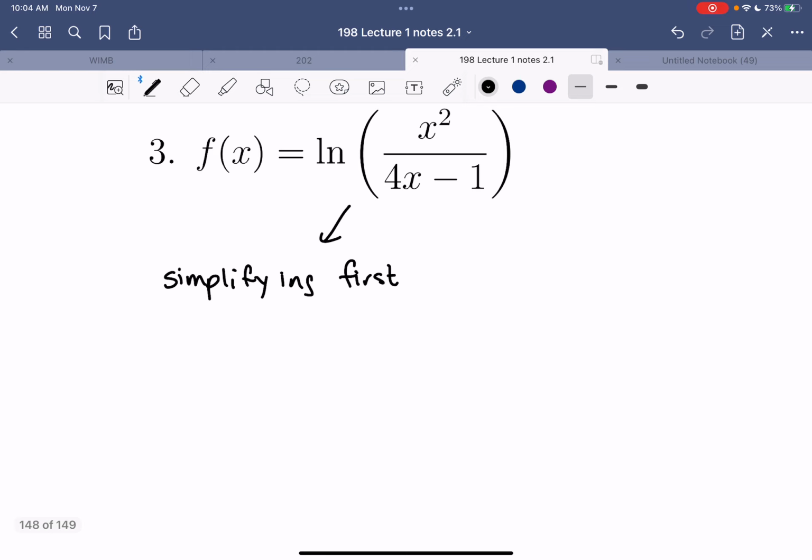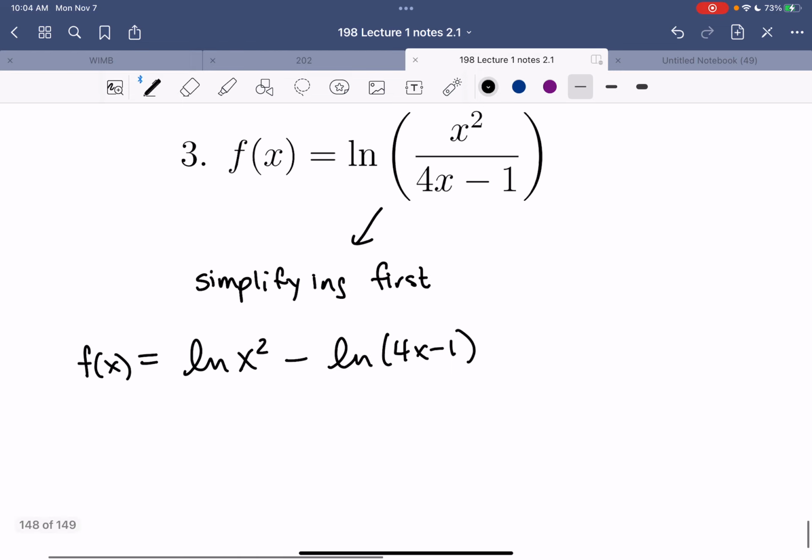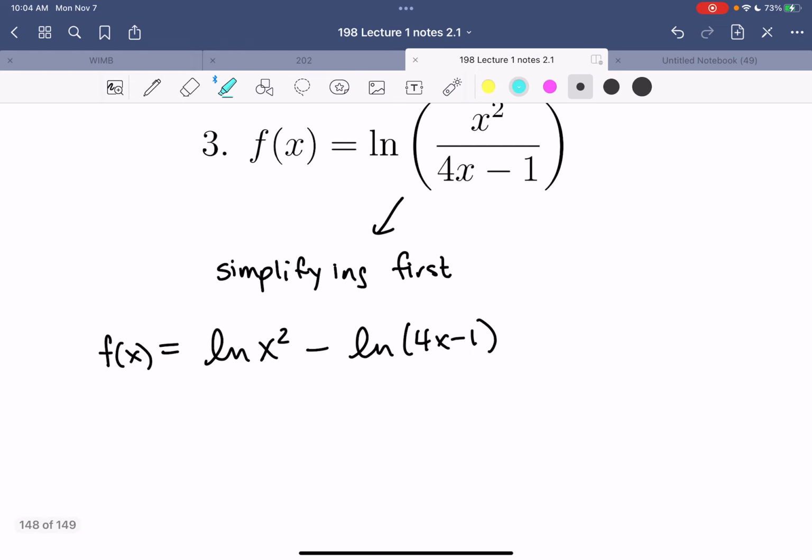a fraction. So that means that f of x is equal to the natural log of x squared minus the natural log of 4x minus 1. Okay? And you can see that I got rid of the division. The other thing that you can do here is you can take this square and bring it down here because of the log rules, not derivatives, because of log rules.